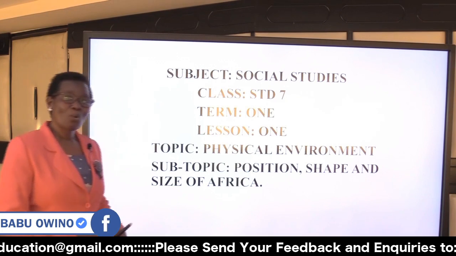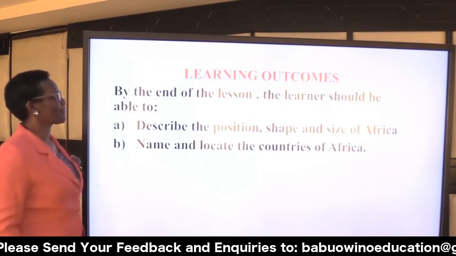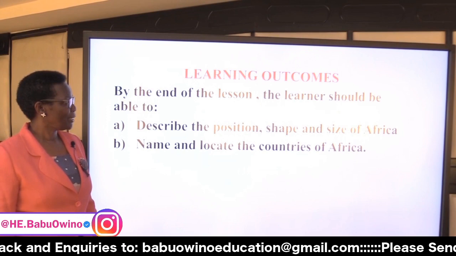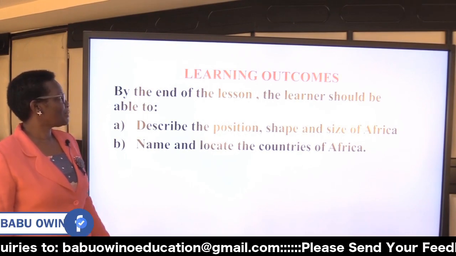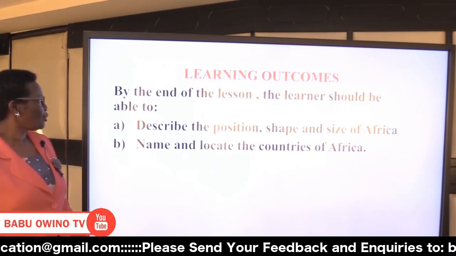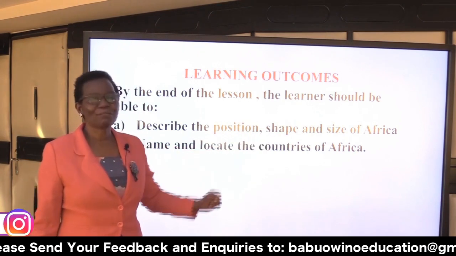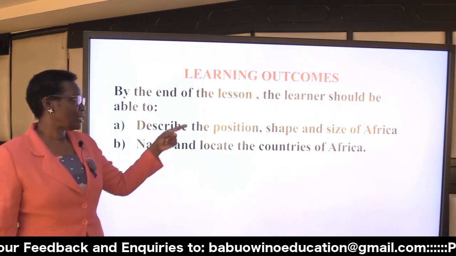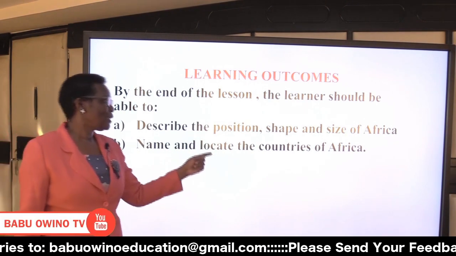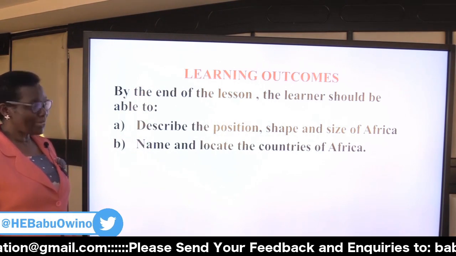So let's see what we have in the lesson. What do I expect of you by the end of this lesson? The learning outcomes here. By the end of the lesson, I would like you to describe the position, shape, and size of Africa. Another one, name and locate the countries of Africa. There are many. You name and you locate them.